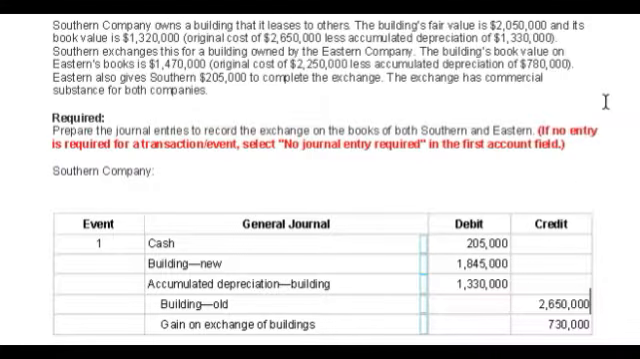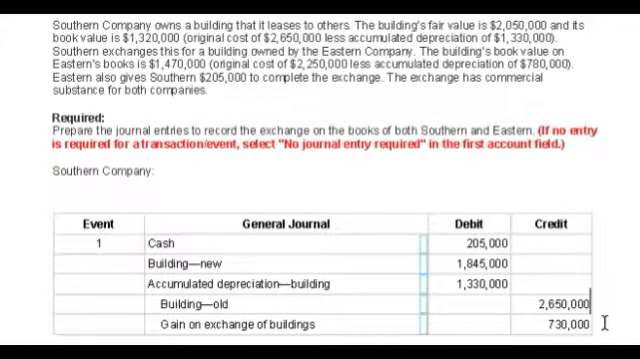So again, what is the fair value? Fair value is right here, 2.05. That is the fair value. So take that out. From there, you take out book value, which is 1.32. If you take book value out from this proceed, which is equivalent to fair value, you will get 730,000.